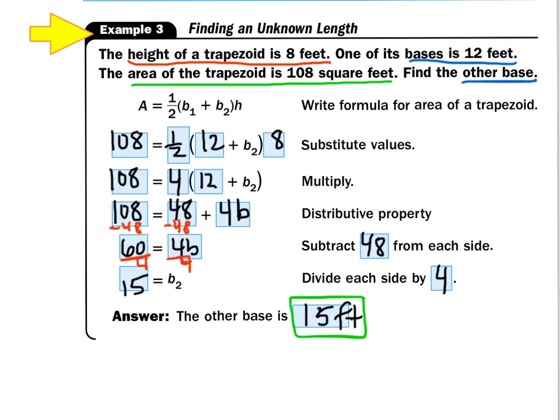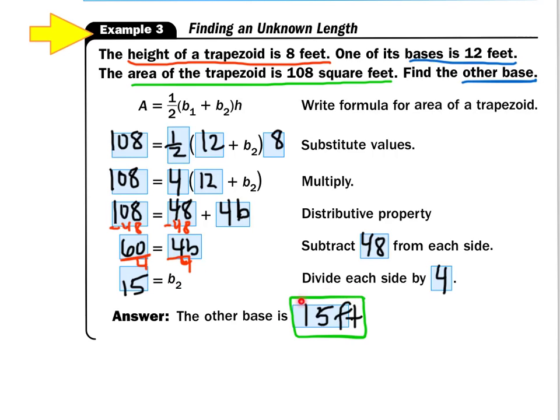And so now I'm going to use the distributive property. 4 times 12 gave me 48. I copy the plus sign. 4 times b gave me 4b. And now I'm going to get rid of the 48 by subtracting 48 on both sides of the equation. So that gives me 60 equals 4b, and now I have to get rid of the 4 by dividing both sides by 4, so b equals 15.